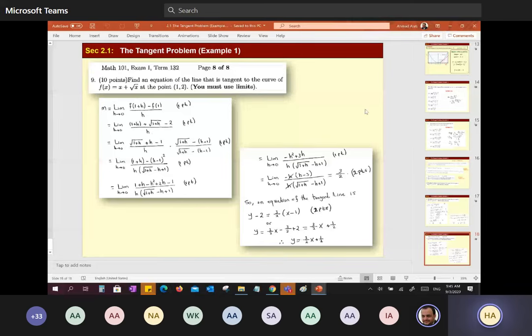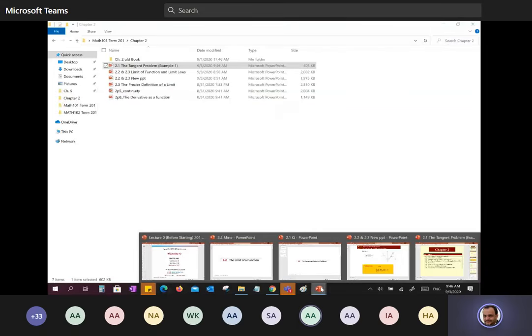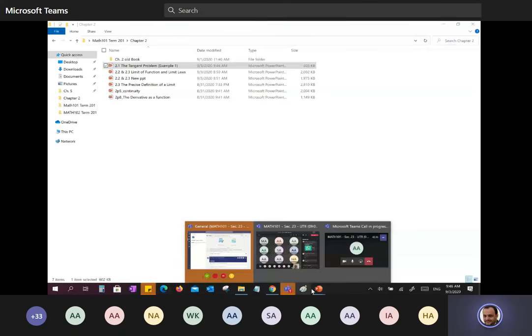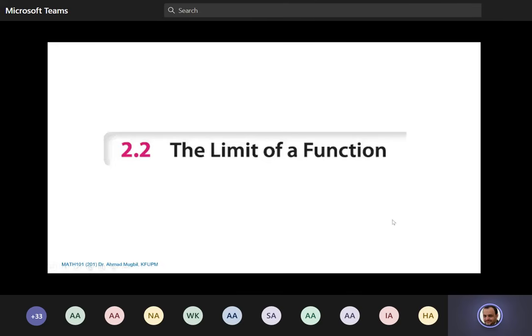Okay, can we go, Shabab, to introduce you quickly to 2.2? Okay, let's go to 2.2, not this one. I just started today working on 2.2, by the way, Shabab. 2.2, here it is. 2.2 is about the limits of functions. So what is the limit? I think you feel the idea behind the limits from the tangent problem.